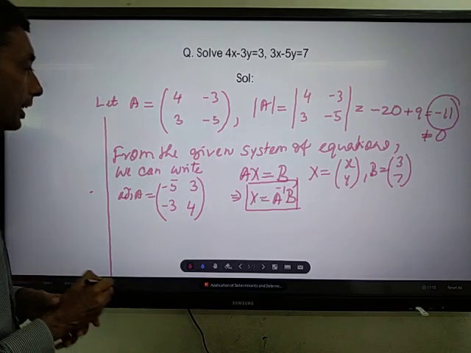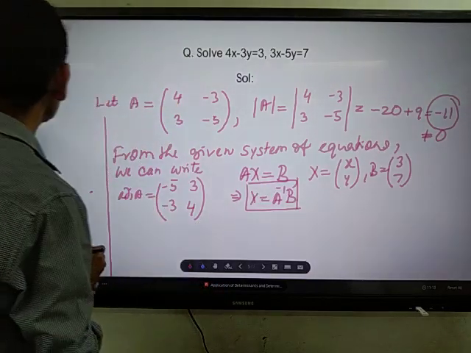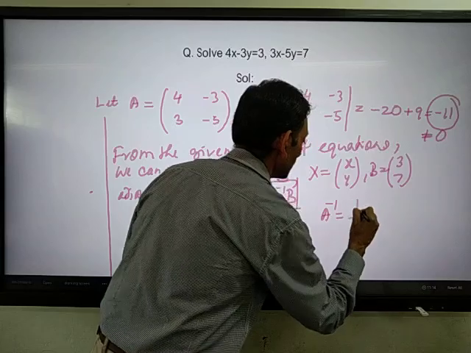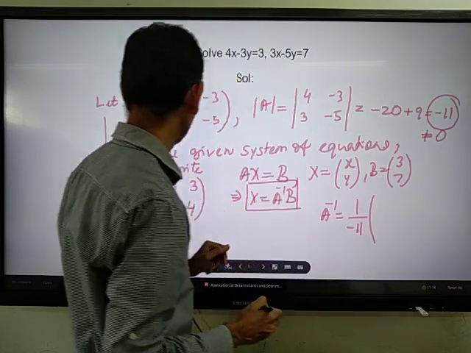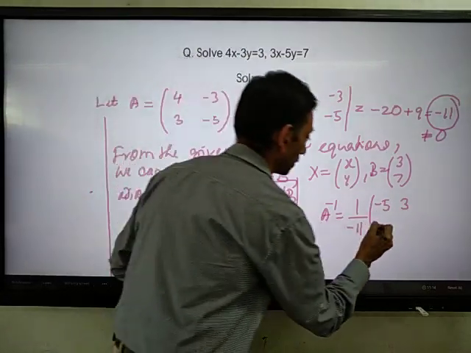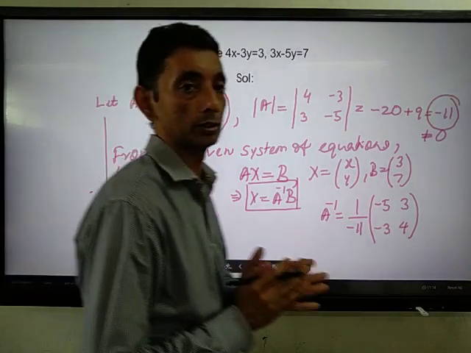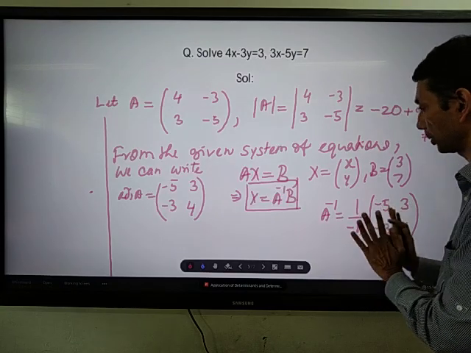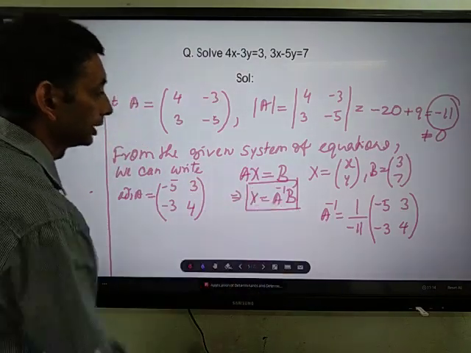Okay. Now after calculation of the adjoint of A, you can calculate A inverse. What will be A inverse now? A inverse will be 1 by determinant A. What is determinant A? It's minus 11. And the adjoint of A is minus 5, 3, minus 3, 4. You got this A inverse. Now what is left? We only need to multiply A inverse into B. So we'll multiply this with the help of B, that is the last step, A inverse B.